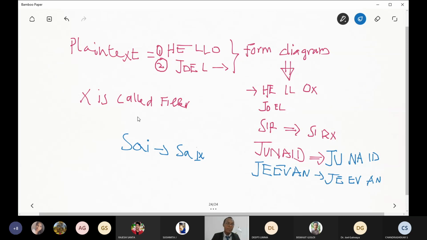Now, second, when you have two consecutive letters that are the same, or two common letters following each other, you separate them by a filler. For example, hello becomes H-E-L-X-L-O. Why? Because this pair of two letters are the same, so they should not be the same.